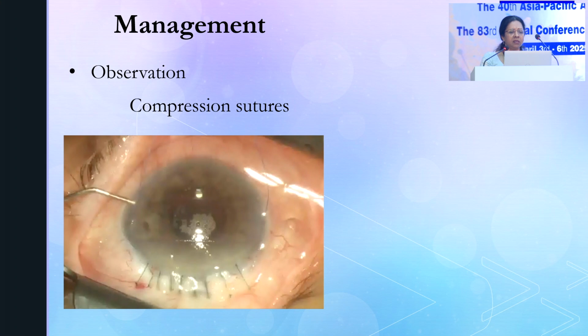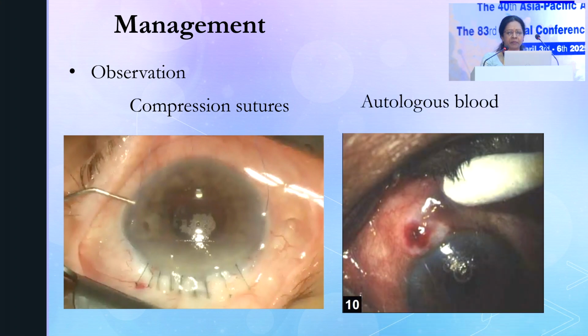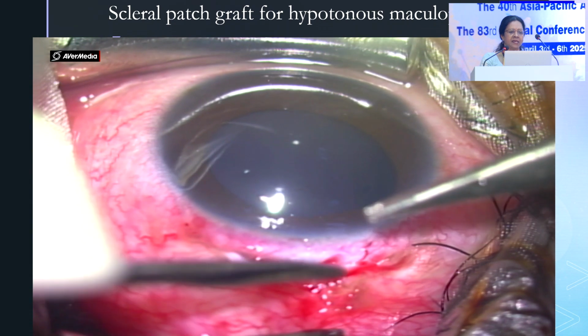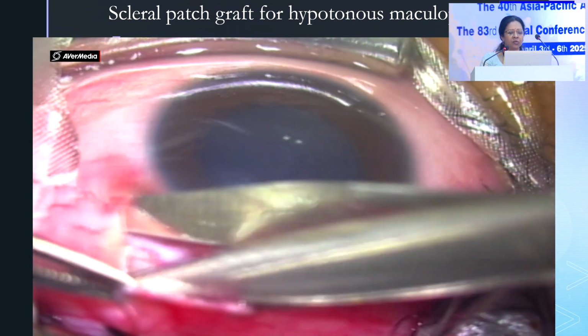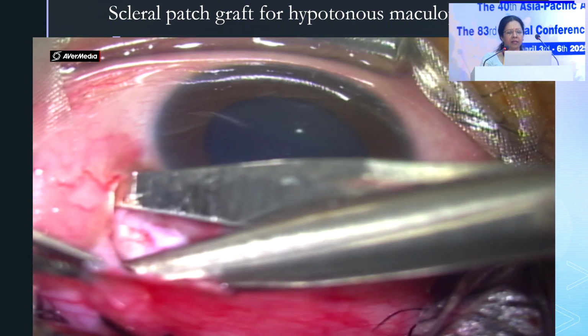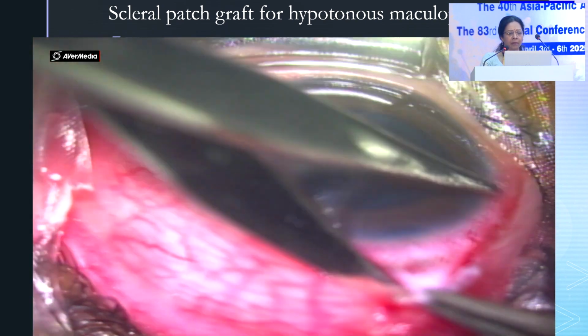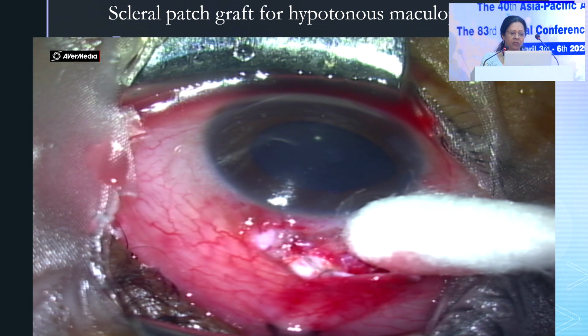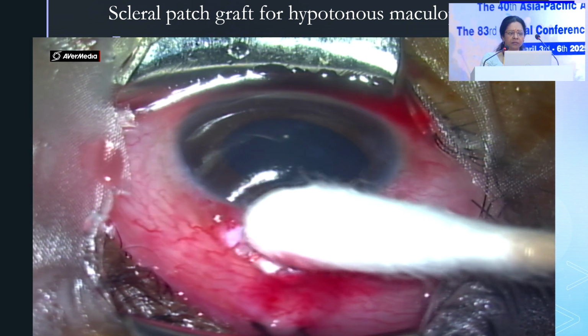So management is you can observe. If it's an overfiltering bleb, you can use compression sutures. Autologous blood has been tried, but the definitive way of managing is by placing a scleral patch graft, and this really works well. And this is a case where we placed a scleral patch graft, and then the very next day the patient regained good vision.